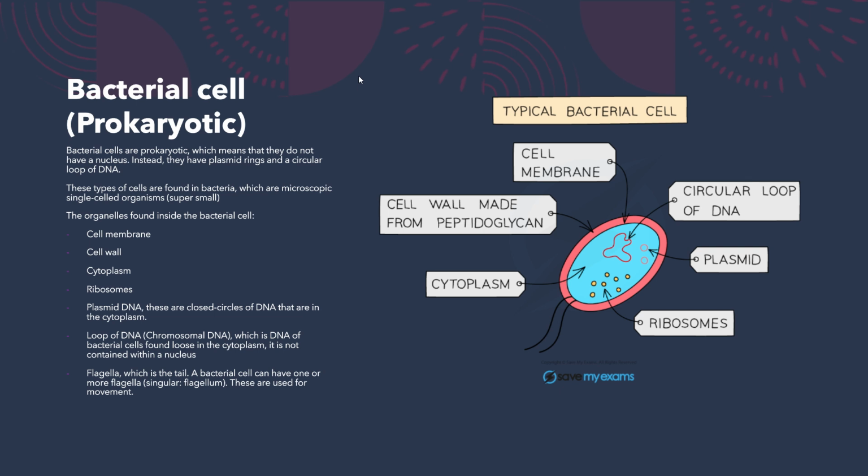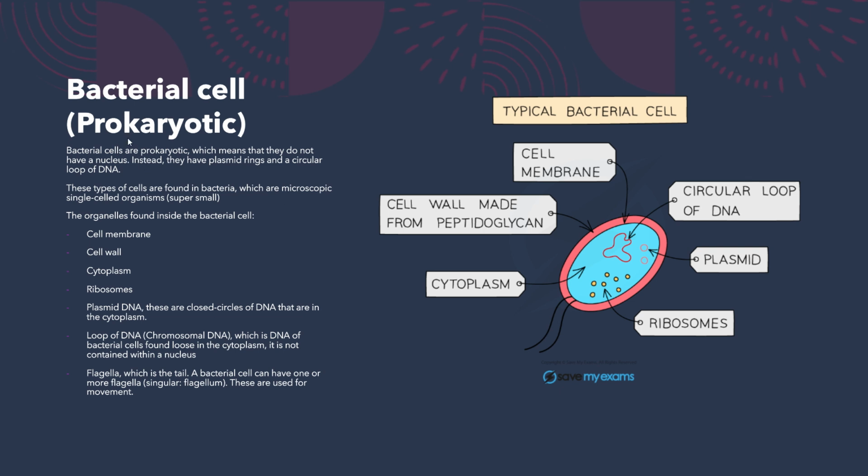So instead of a nucleus, they have two types of DNA in this bacterial cell. So first are plasmid rings, and secondly are circular loops of DNA. So bacteria are like microscopic single-celled organisms. Single-celled just means like very, very small and only one. And I'm pretty sure you know what bacteria are. It's like when the hand sanitizer says kills 99.9% of bacteria. Those are those little organisms found on your hands.